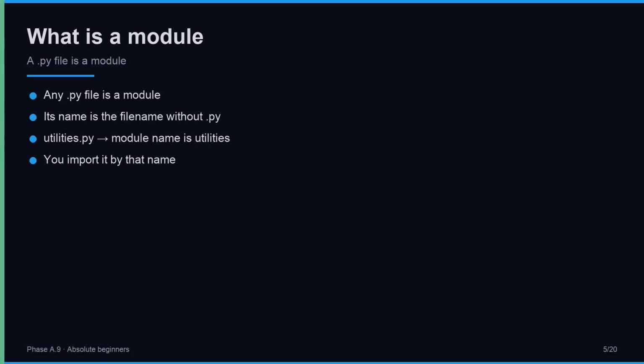A module is just a Python file. Utilities.py is a module named utilities. Main.py is a module named main. There is no special syntax to make a file into a module. If it ends in .py and contains Python code, it is a module. The file name without the extension becomes the module name you use in an import statement. This is one of the cleanest parts of Python. Files and modules are the same thing.